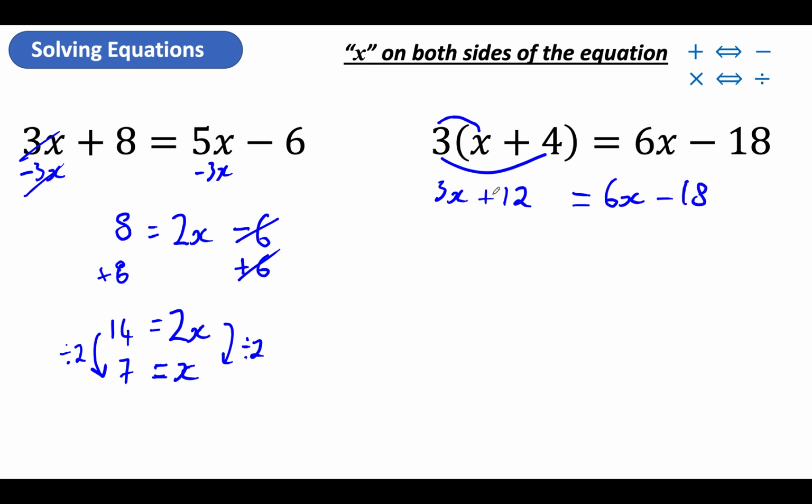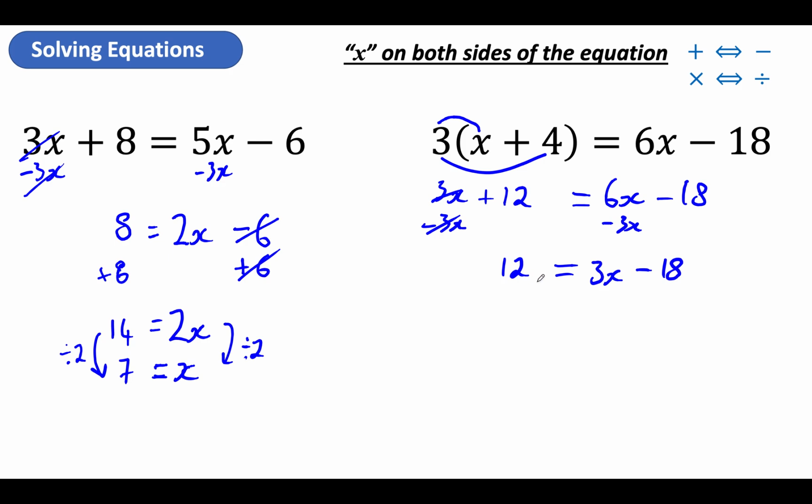Now we can look for which side's got fewer x. This one's got 3, this one's got 6, so it's the 3x that we can take away from both sides, because they've both got at least 3. 3x take away 3x leaves nothing, leaving 12 on its own. And then this side, we've got 6x's, we take away 3 of them, we're left with 3 of them. 6 take away 3 is 3. And of course the minus 18 is still there.